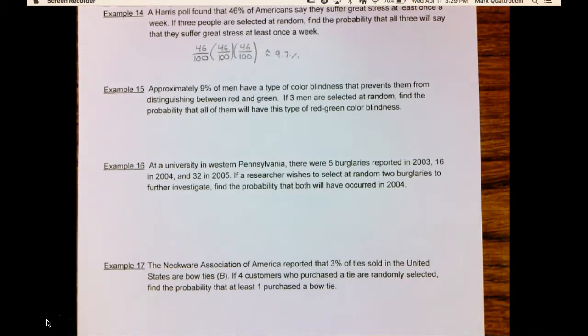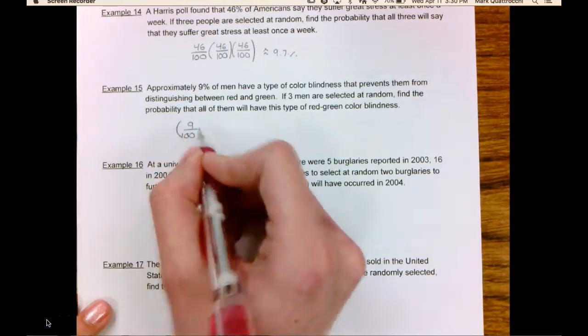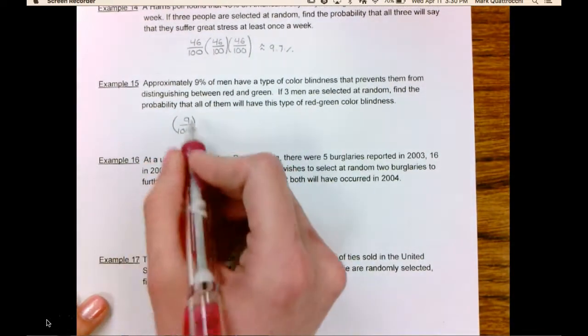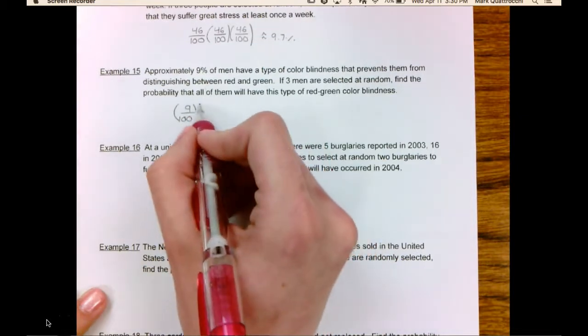This problem is very similar. Approximately 9% of men have a type of color blindness that prevents them from distinguishing between red and green. If 3 men are selected at random, find the probability that all of them will have this type of red-green color blindness. So 9 out of 100 men suffer from this type of color blindness. So this is the probability that the first man will suffer color blindness.